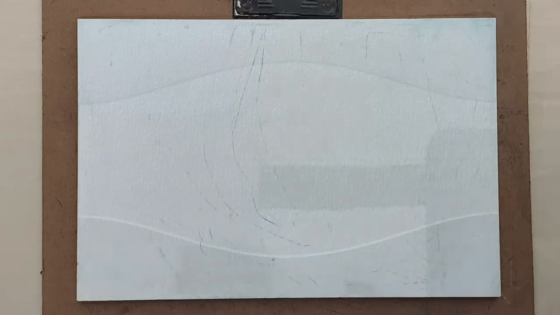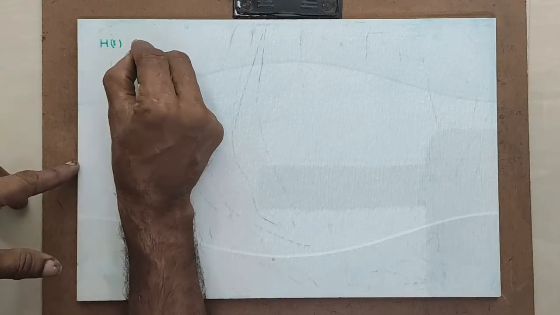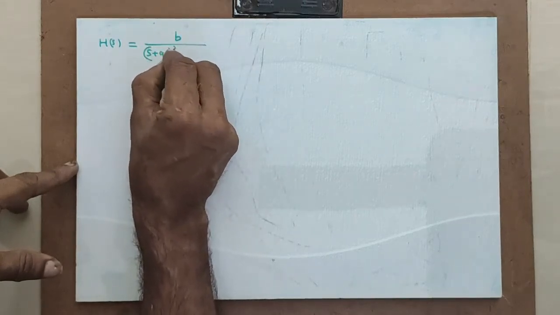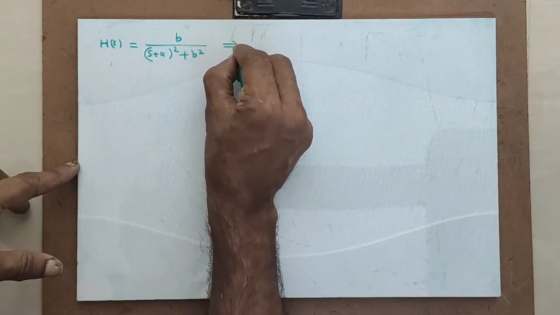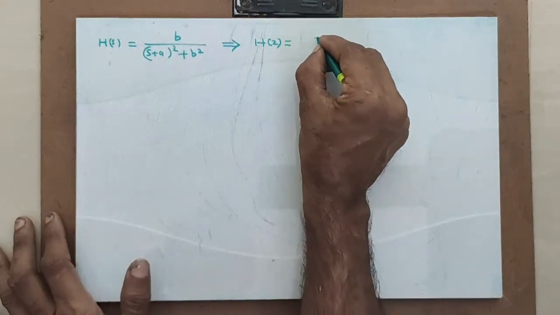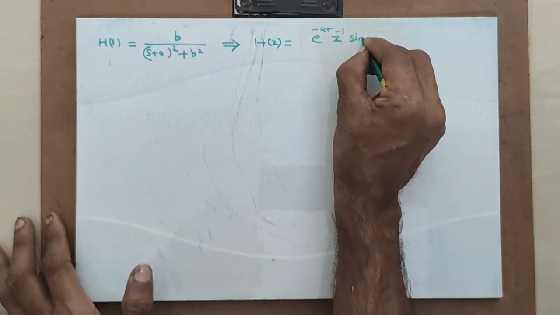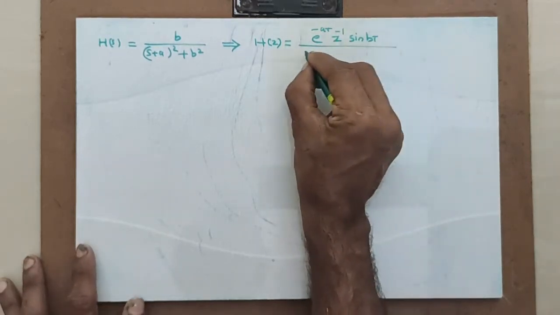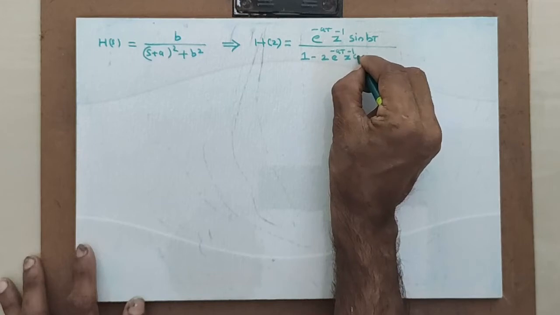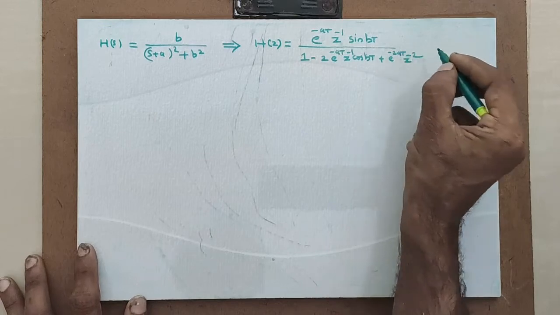The first derivation was, if h of s was of the type b divided by s plus a whole square plus b square, then what is the corresponding h of z? H of z is given by e raised to minus at z raised to minus 1 sin bt, whole divided by 1 minus 2 e raised to minus at z raised to minus 1 cos bt plus e raised to minus 2at z raised to minus 2, isn't it?